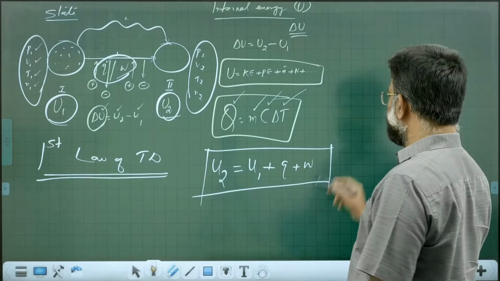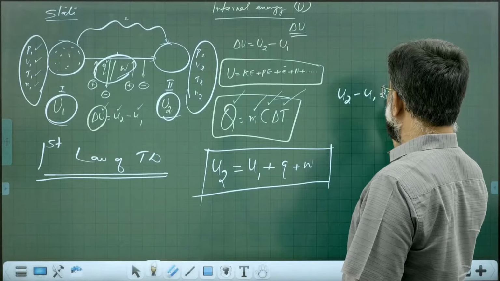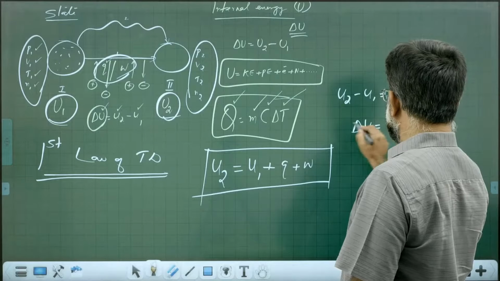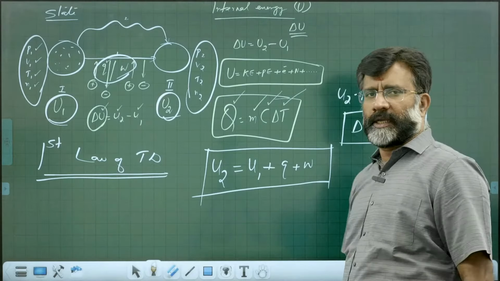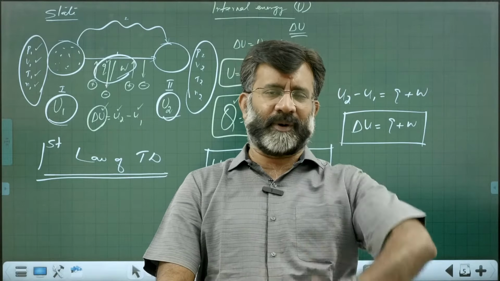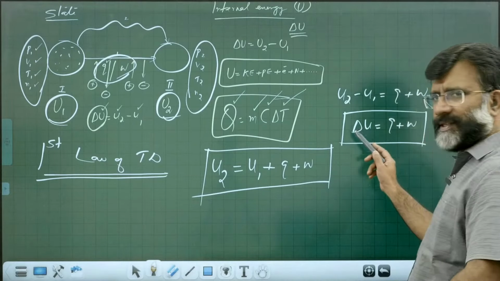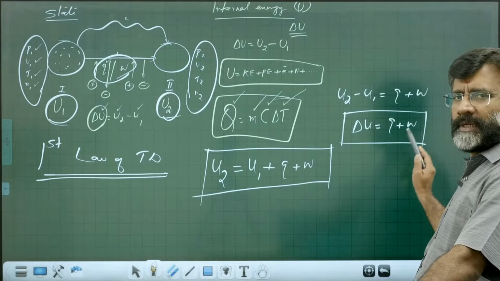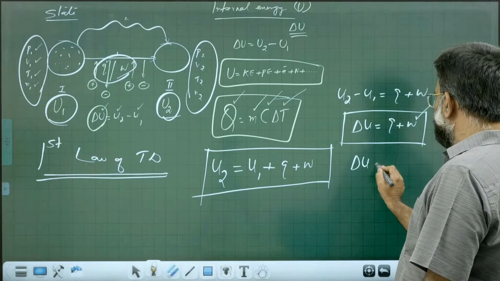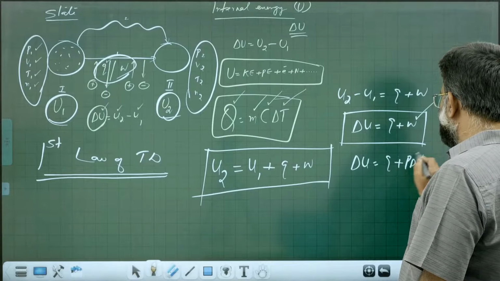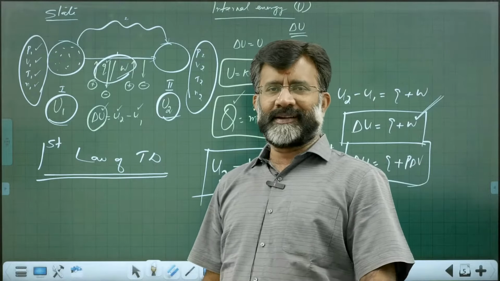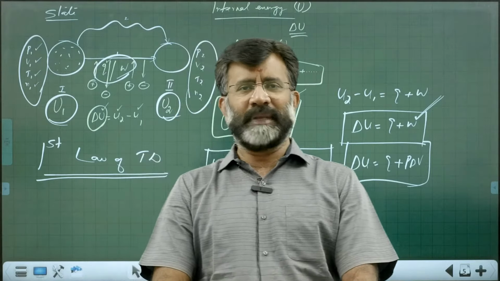Now on rearranging, you get U2 minus U1 is equal to Q plus W, delta U is equal to Q plus W. This is the mathematical expression for the first law of thermodynamics. Very, very important. Change in internal energy is equal to heat transferred plus work done. Work done, unless otherwise mentioned, we can take as delta U is equal to Q plus P delta V, because you know work done is equal to P delta V. So delta U is equal to Q plus P delta V.